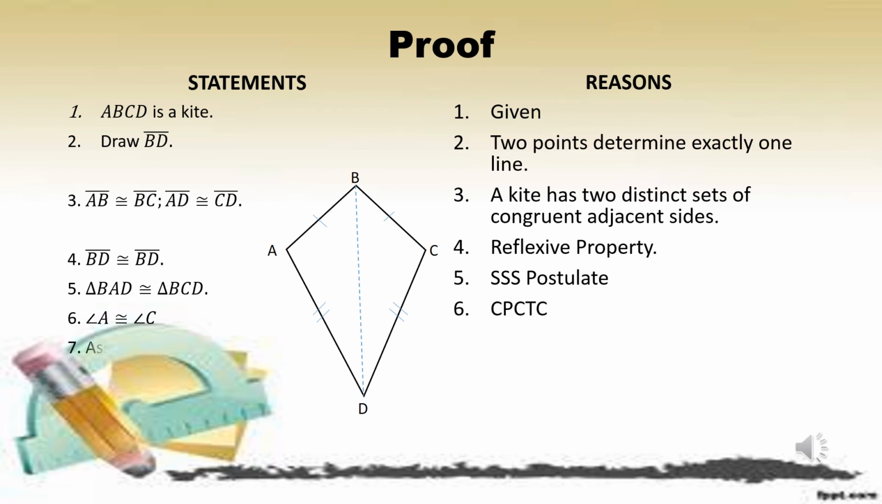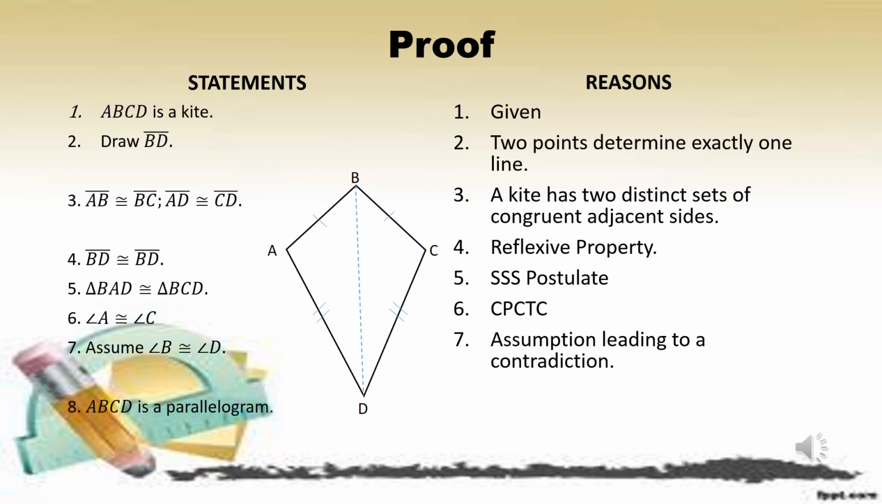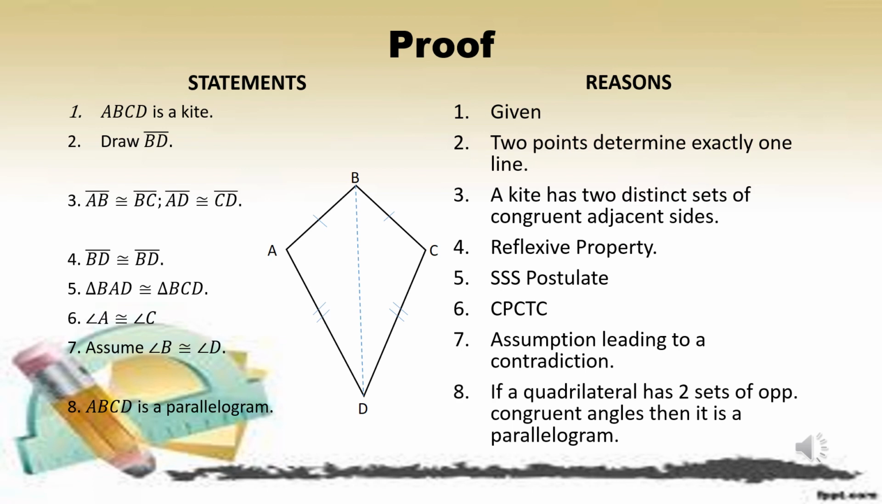Now, assume that angle B is congruent to angle D. The reason would be assumption leading to a contradiction. Number 8 statement. ABCD is a parallelogram. Reason: if a quadrilateral has two sets of opposite congruent angles, then it is a parallelogram. With that reason, we can say that angle B is not congruent to angle D, and the reason is contradiction. So that proves our theorem.